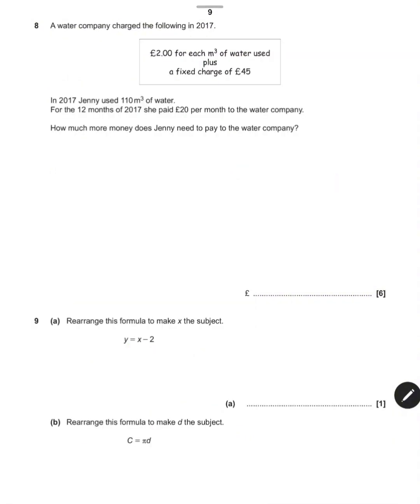So in question 8, we've got some information about a water company's charges. It's £2 for every metre cubed, and then plus just £45. This fixed charge, you just add the £45 on. So let's have a look. In 2017, she used 110 metres cubed, and it's £2 for every metre cubed. So we need to do 110 lots of £2. Well, we're just going to do 2 times 110, which is £220.